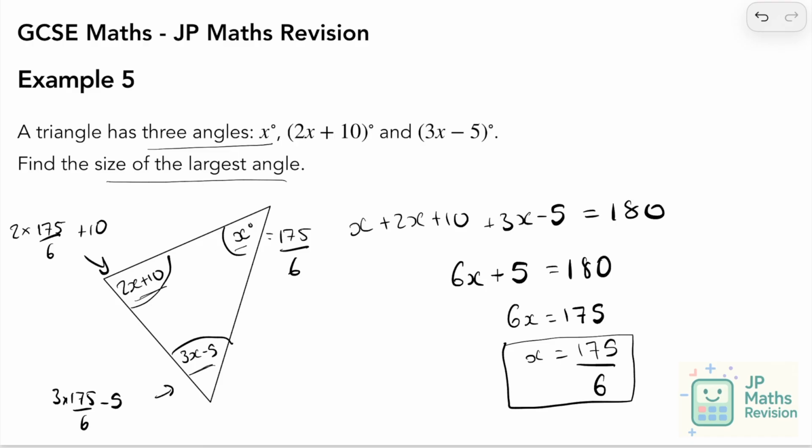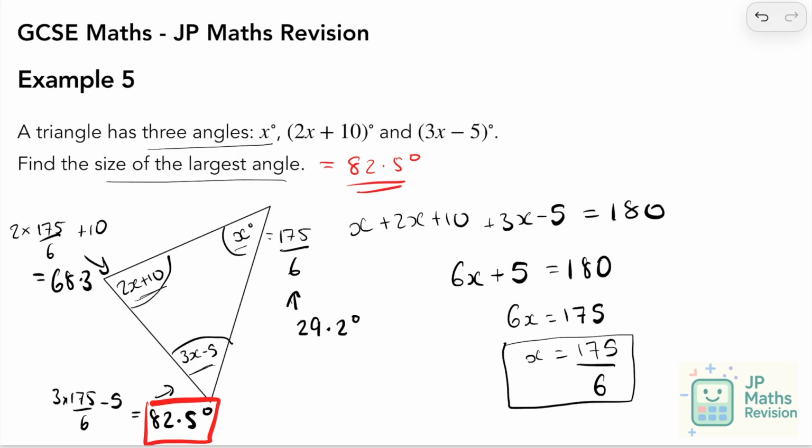If I use my calculator, this one is equal to 68.3 recurring degrees, so I'll just put 68.3. This one is equal to 82.5 degrees. And this one is equal to 29.2 degrees if I round it to one decimal place. So I can see that the biggest angle in this triangle is 82.5 degrees. So the answer to the question is 82.5 degrees.